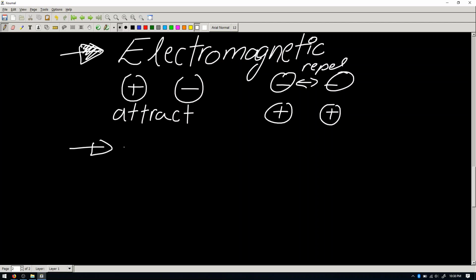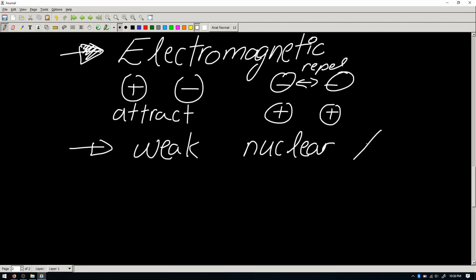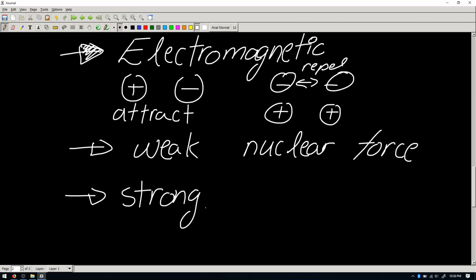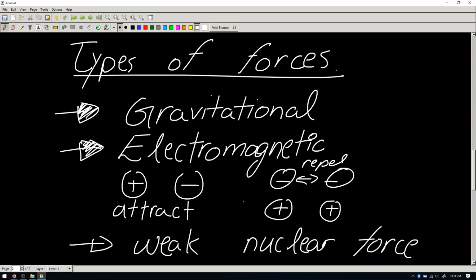There are weak and strong nuclear forces. So there is the weak nuclear force, and there is a strong nuclear force. I'm not going to get into it right now, but these are also forces in nature that are important and will probably be discussed in a future video. But for right now, the most important force that we can think of is gravitational.